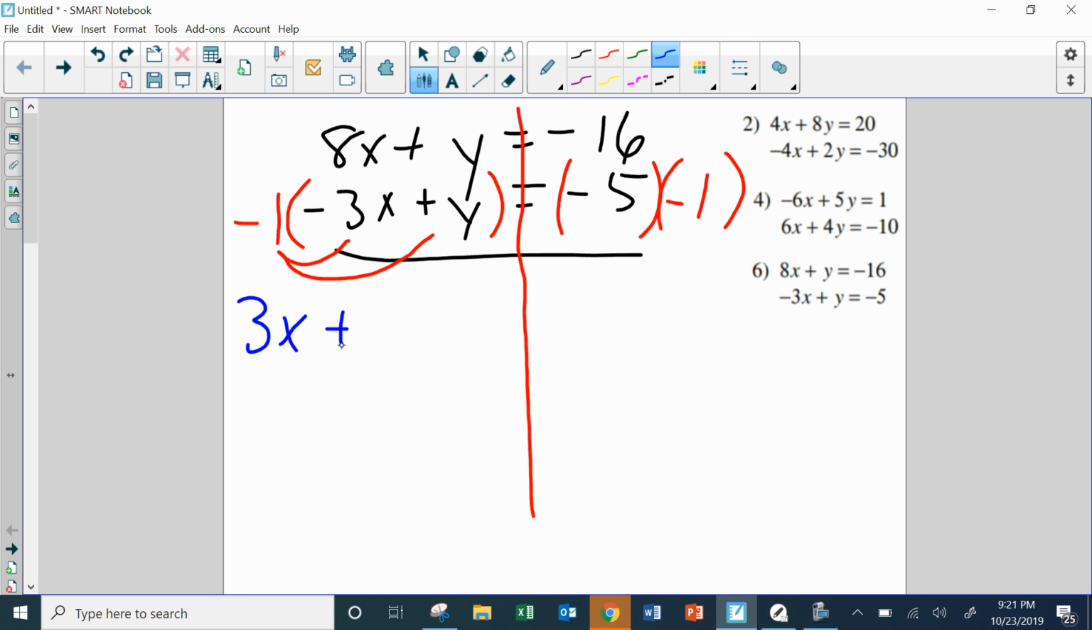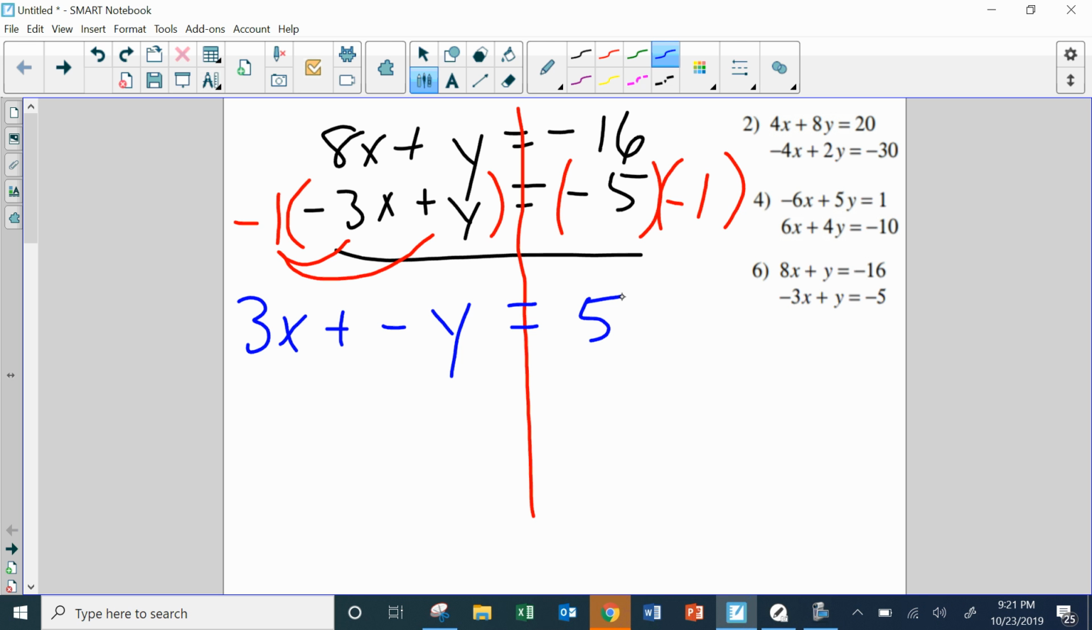So let's go with that. It gives me plus negative y, and then that is going to equal negative 5 times negative 1, which is just positive 5. So in this case, since I was multiplying through by negative 1, all that really happened is I just flipped the sign of everything, if you'll notice. Negative 3x went to positive 3x, positive y went to negative y, negative 5 went to positive 5. That's pretty much what happens when you multiply or divide by a negative 1. It just flips the sign of everything.